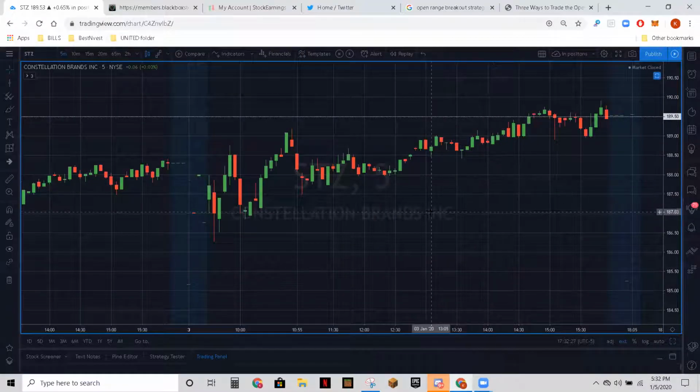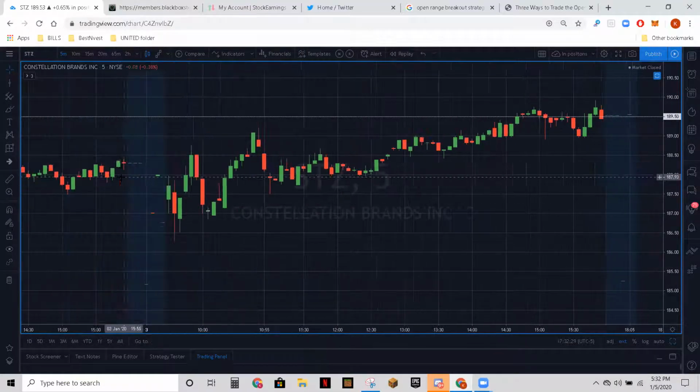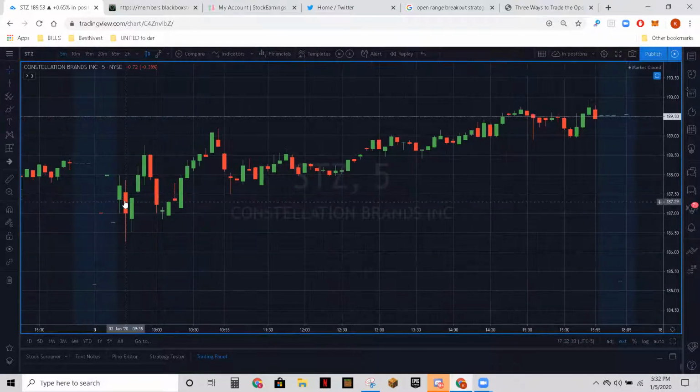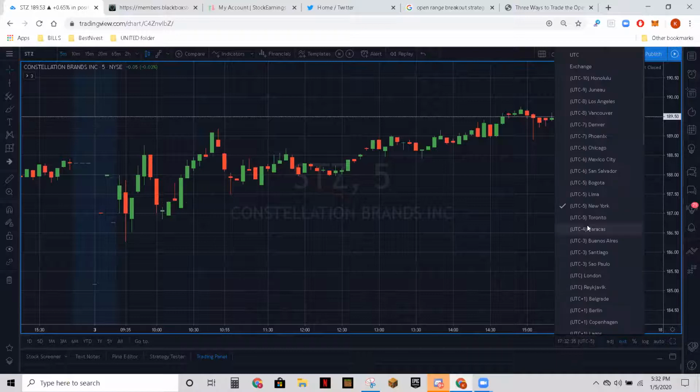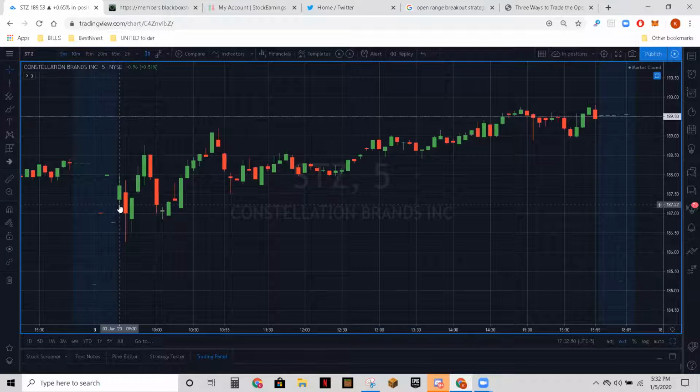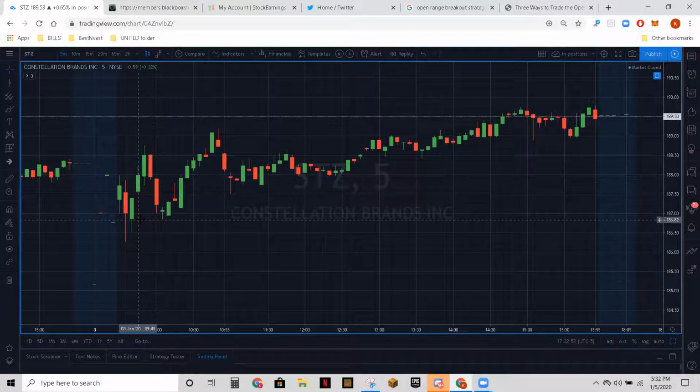Just to give you an example of what I'm talking about, this blue area right here is the pre-market and after-market hours. Let me make sure that I'm on New York time. That's what I am. Once the market opens, this is the first 5 minutes of the candles. When I'm drawing my levels of the open range breakout, I like to do it on the 5-minute time frame. That way I can see multiple candles and I can draw the levels.